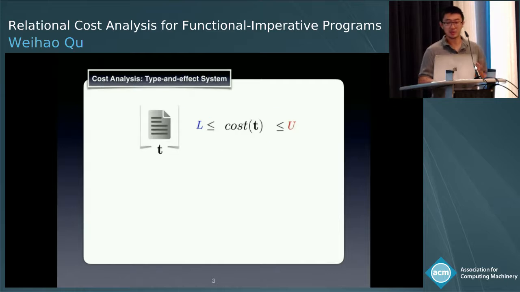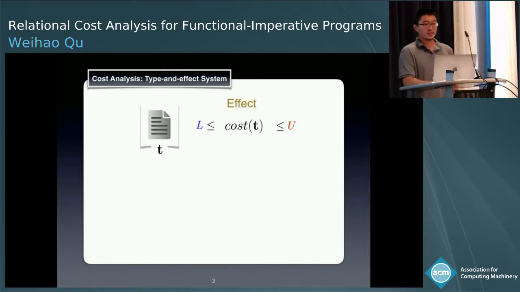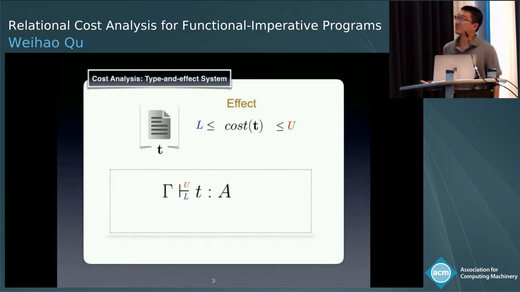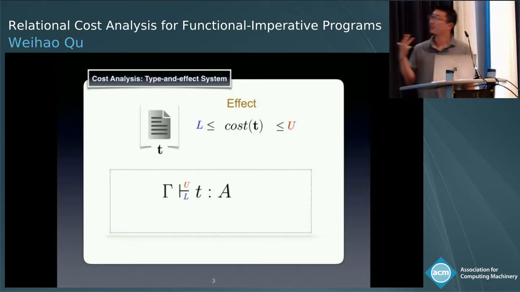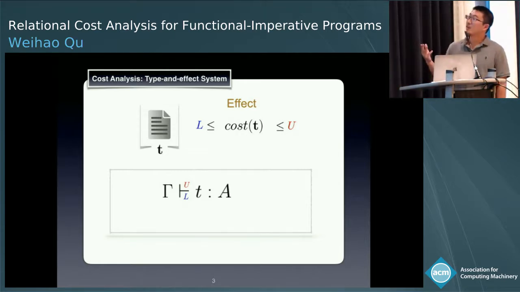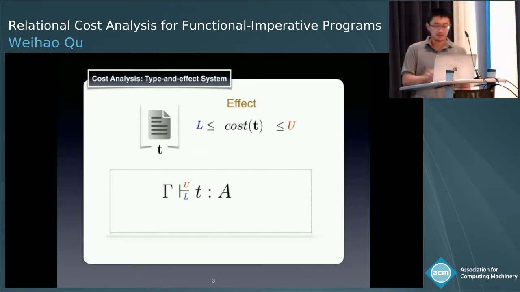One of them I want to show is through type and effect systems. In such a system, the type is usually enriched with annotations to track the effect. So when it comes to the cost analysis, this effect will become the cost. Looking at the typing judgment of such a system, a program t of type A under the context Gamma will now have annotations to track the lower bound and upper bound of its own evaluation cost.